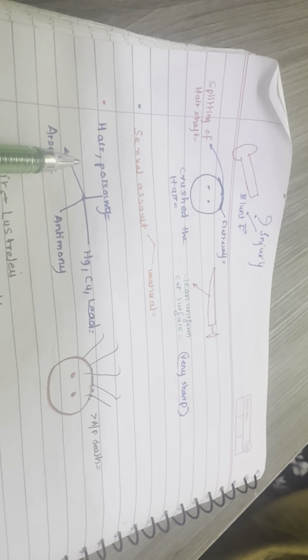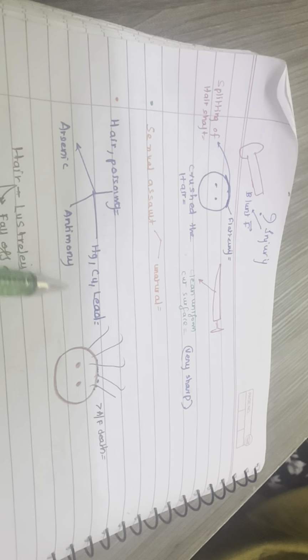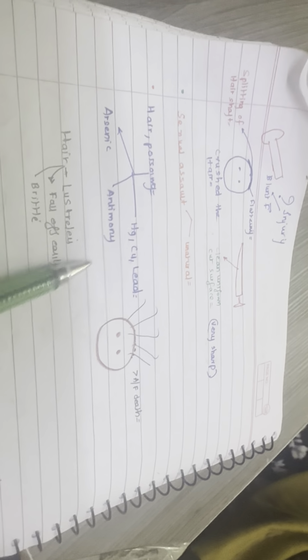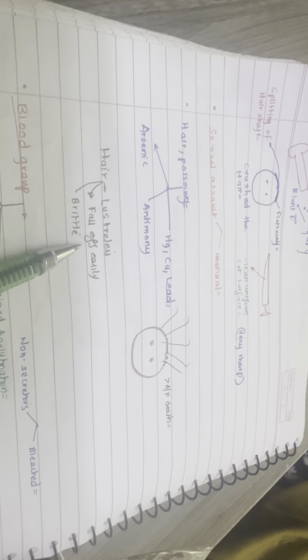Any relationship with sexual assault, unnatural sexual offenses, hair poisoning? Heavy metals, arsenic, antimony, mercury, lead get deposited in hairs and can be detected for a long time after death. Hair becomes lusterless, brittle and falls off easily.